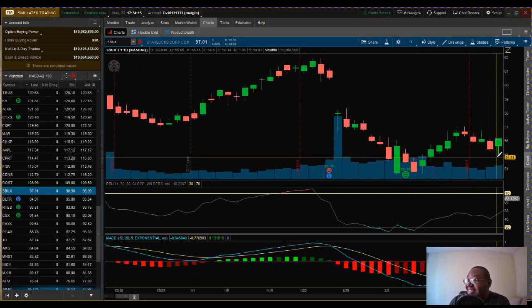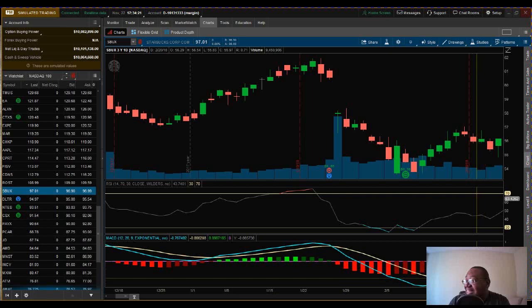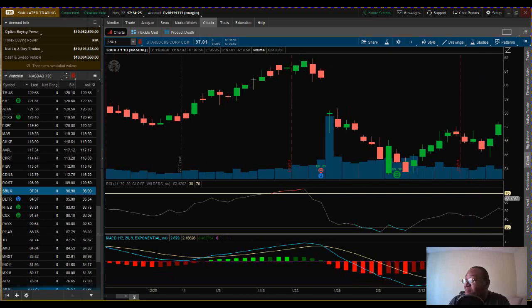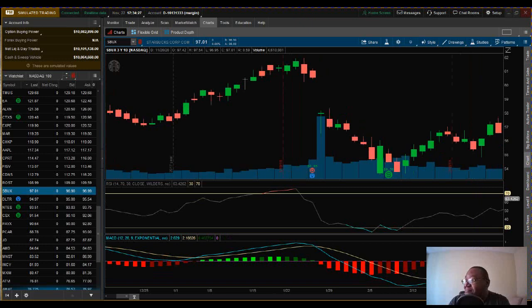Look at this hammer right here. That's a beautiful looking hammer. Look at the indicators. What is this telling us? Stock is about to jump up. Let's see if I am right. Boom. Look at that.